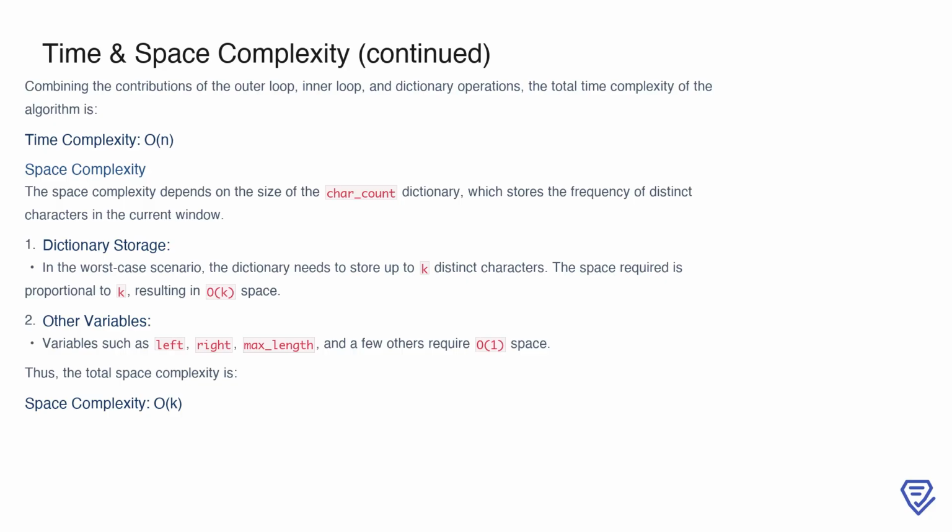Shifting our focus to space complexity, the primary contributor is the char_count dictionary, which keeps track of the frequency of distinct characters within the current window. In the worst case, the dictionary will store up to k distinct characters, which means the space required is proportional to k and results in O(k) space complexity. Additionally, variables like left, right, max_length, and others require constant space, which is O(1). Therefore, the total space complexity of the algorithm is O(k).